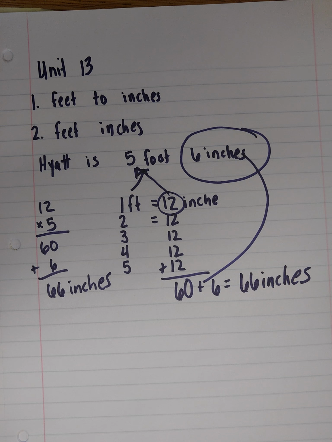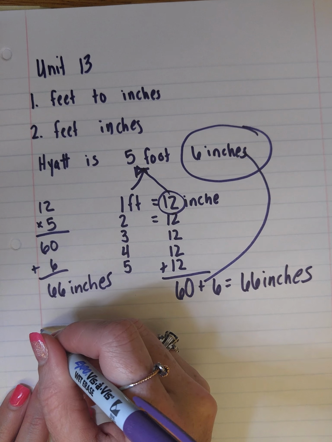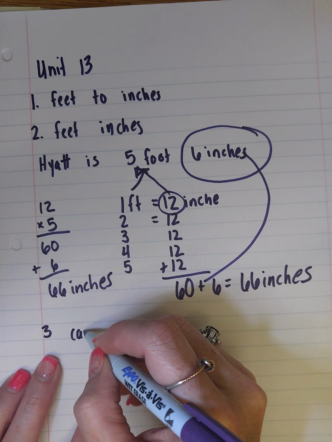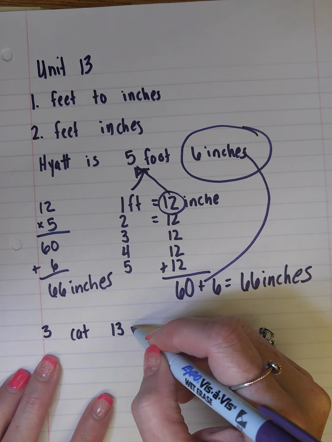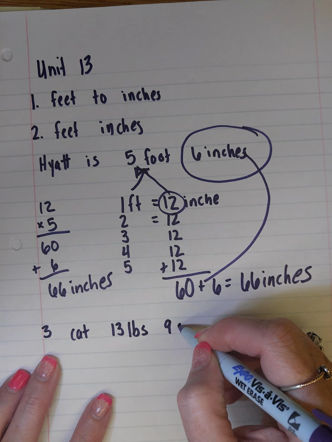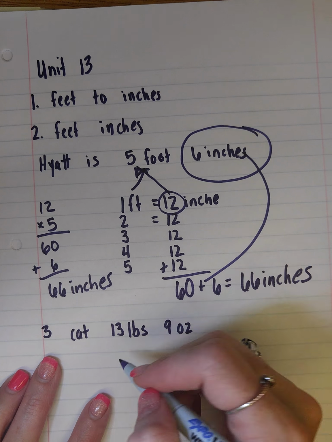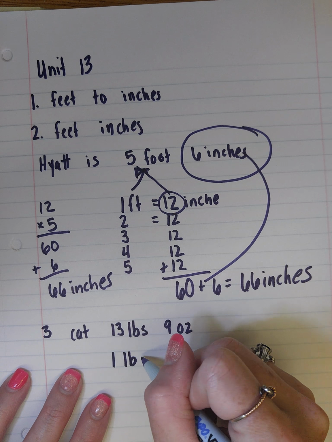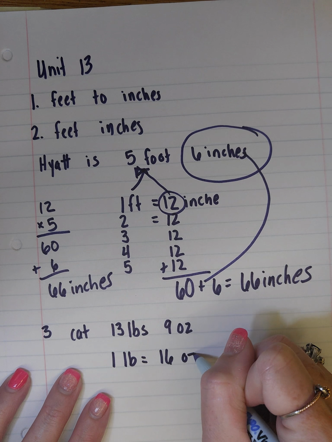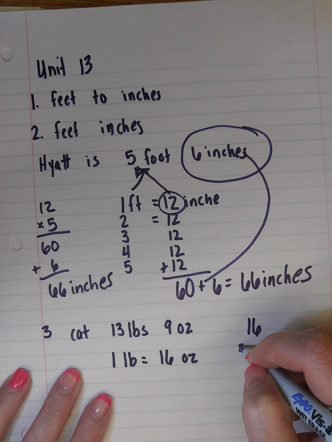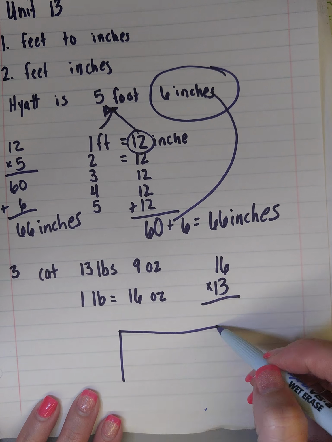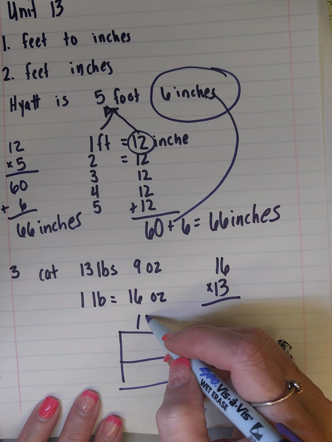Number 3, we are converting pounds to ounces. So here's an example. My cat weighs 13 pounds, 9 ounces. How much is that in ounces? So I would take for every 1 pound, LB is pound, equals 16 ounces. I would take 16 times 13, and I'm going to use my partial products for that.